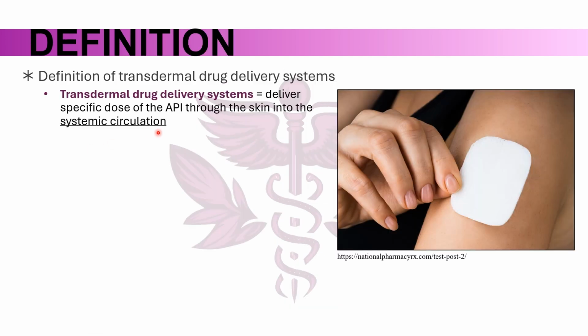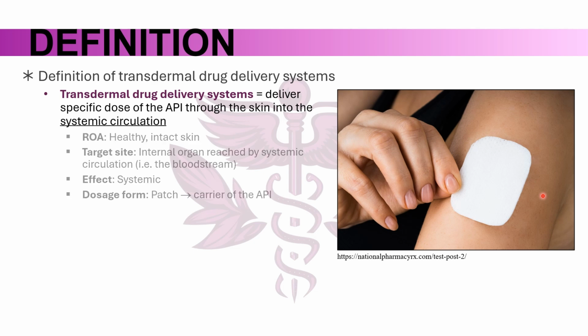Beginning with the definition, transdermal drug delivery systems deliver a specific dose of the active constituent through the skin into the systemic circulation. The most common dosage form for transdermal drug delivery systems are patches, as we can see in this diagram here. So we can establish from what we just said that the route of administration is healthy, intact skin. The target site is an internal organ reached by the bloodstream. The drug will exert a systemic effect, and the dosage form is a patch.